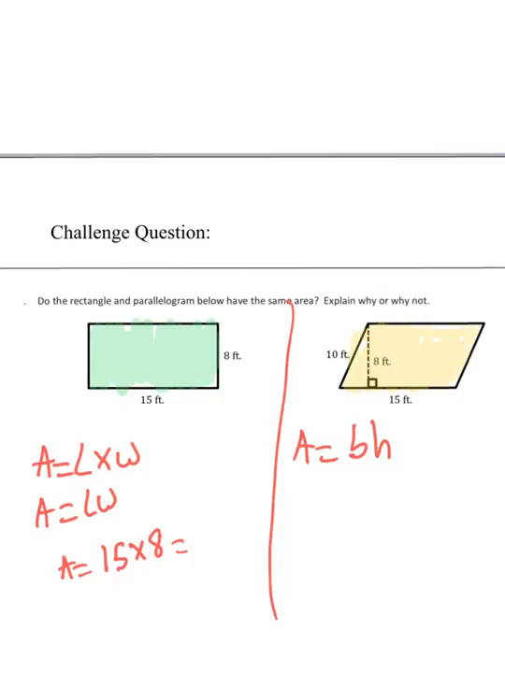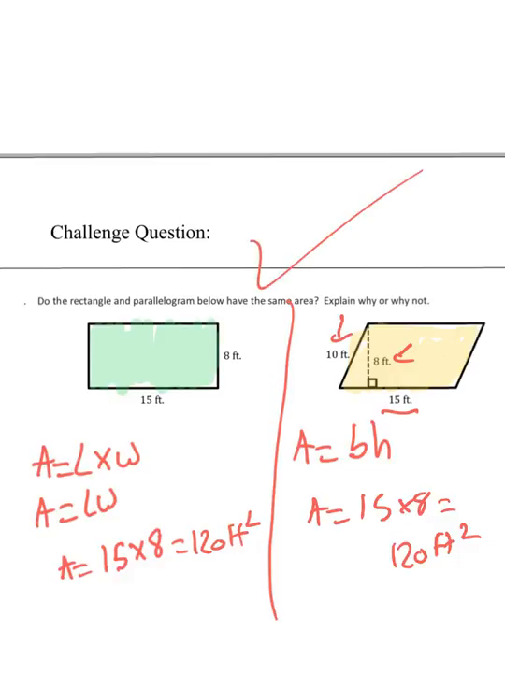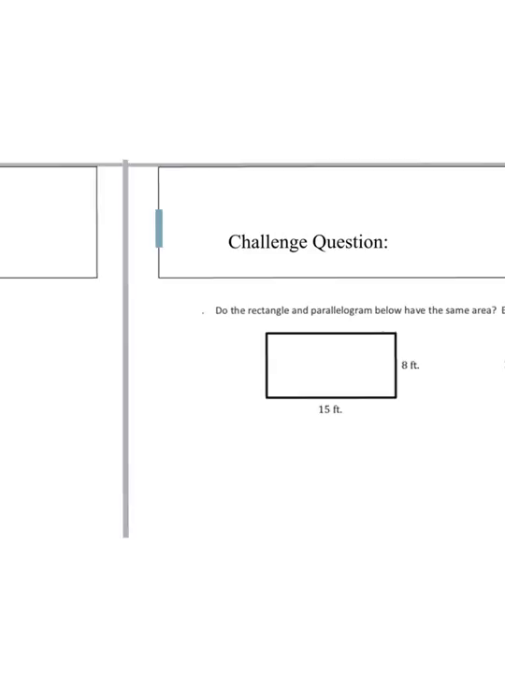Okay, so we know that the base is 15, so area is equal to 15. And then what's the height? Is it 10 or is it 8? It is 8, so it's 15 times 8, which gives you 120 feet squared, and this is 120 feet squared. So if you said they do have the same area, you are correct. Congratulations.